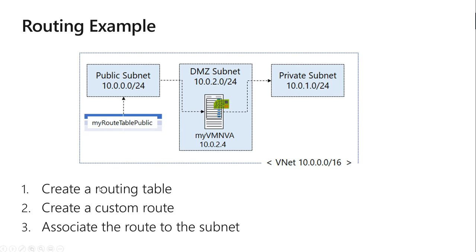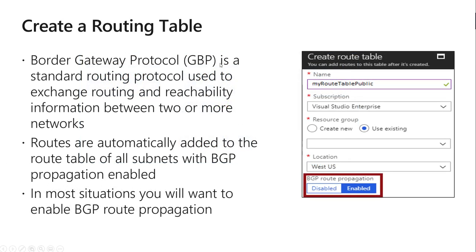So in this way, we have to create a routing table, create a custom route, and associate the route to the subnet, which I'll do a demo for later, the three steps. It's actually very easy, right? So creating a routing table is very straightforward.